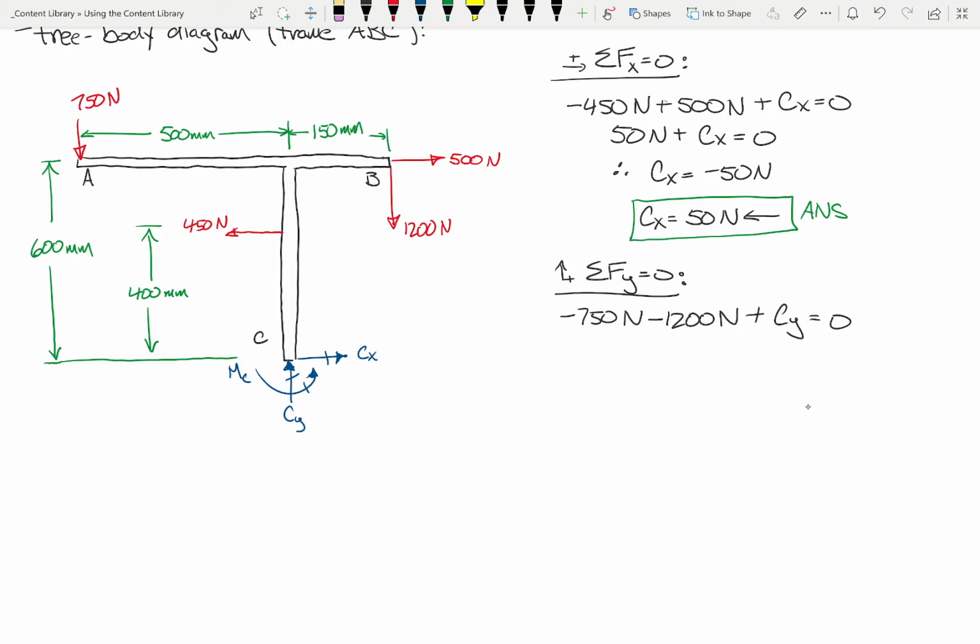Okay. So then it just becomes an algebra problem. Just solve. So minus 750, or sorry, minus 750 minus 1200. So that's a negative 1950.